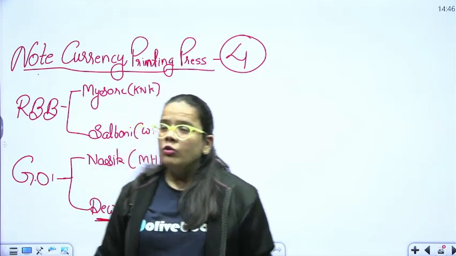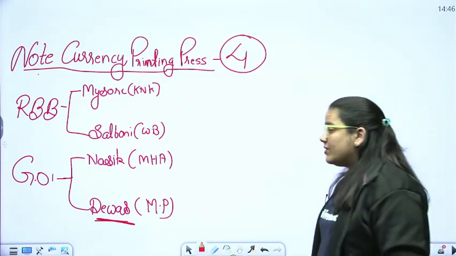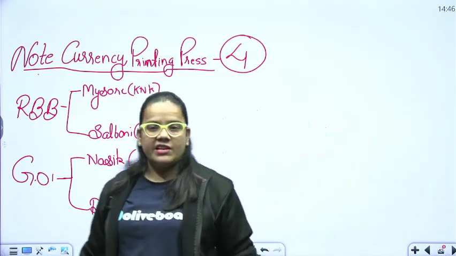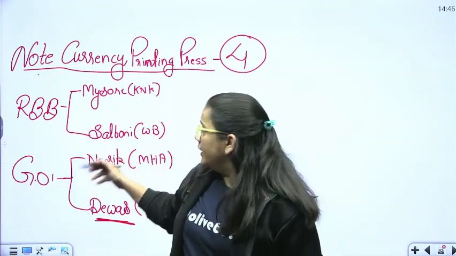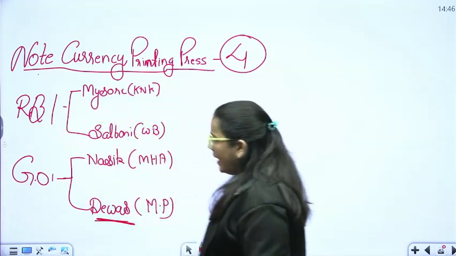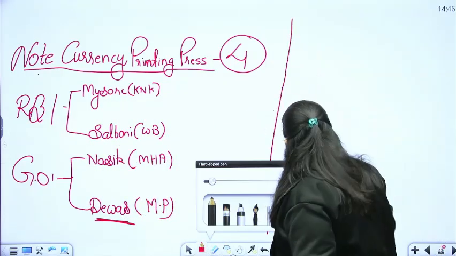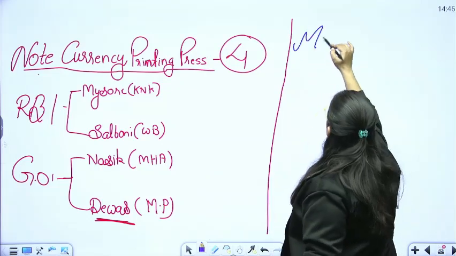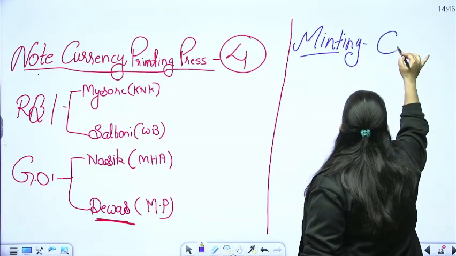Okay. So basically the minting and the currency printing part is divided between the RBI and the Government of India. As you have already seen, RBI has two printing presses and Government of India also has two. Now, if we talk about minting, it completely comes under the Government of India.